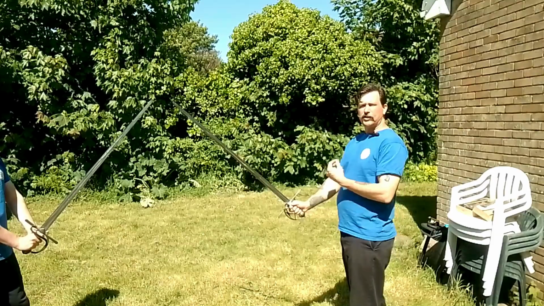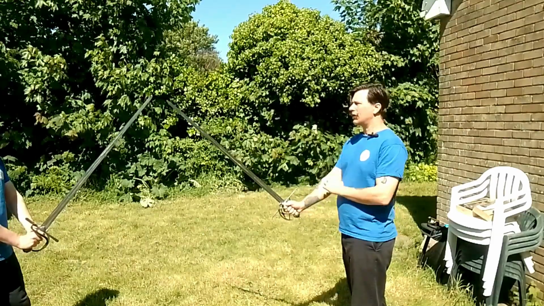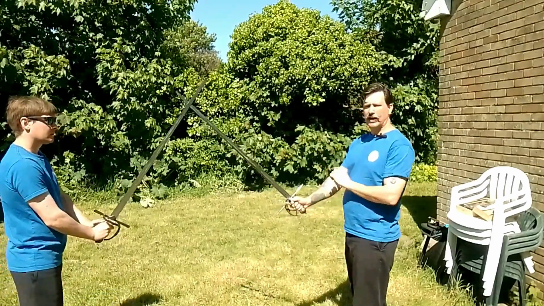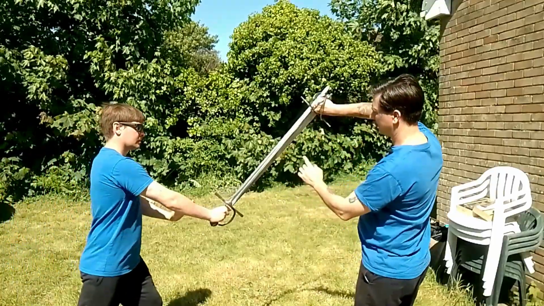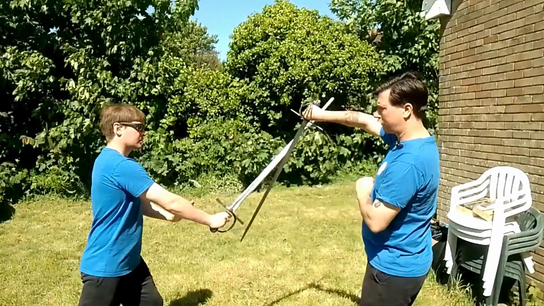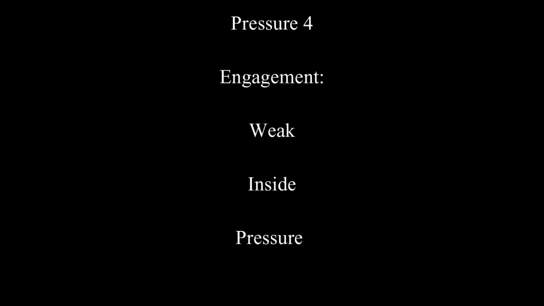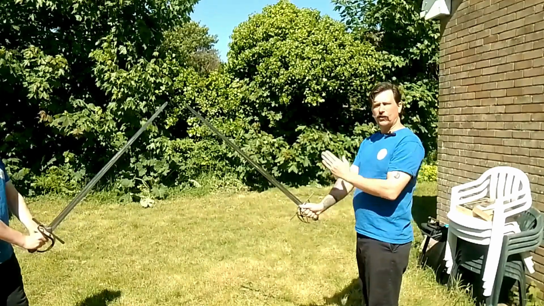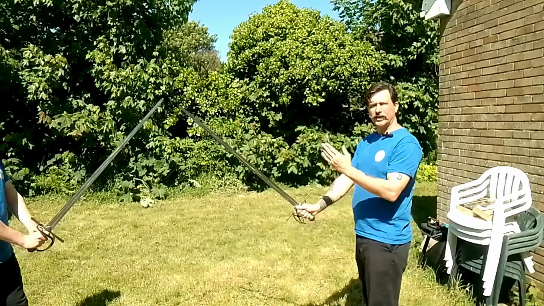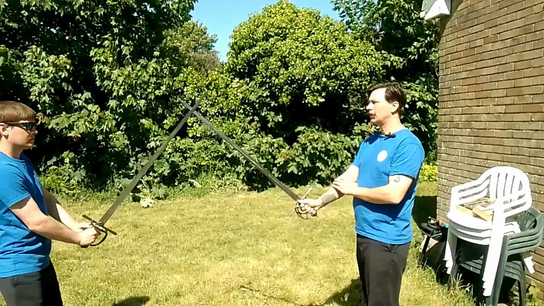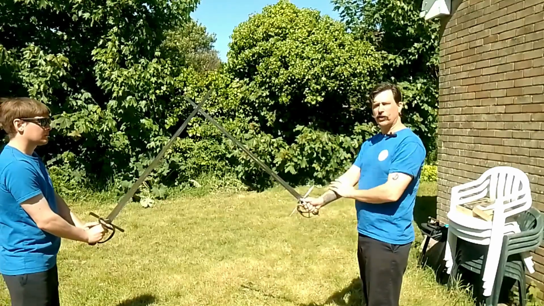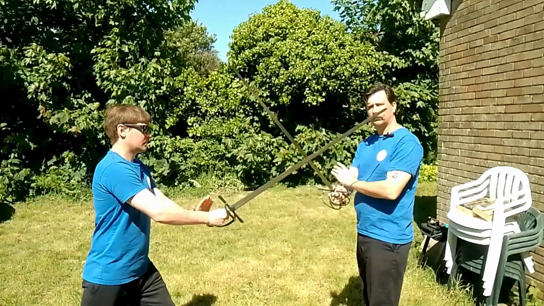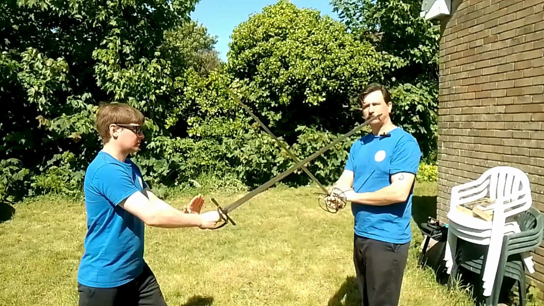My opponent engages on the weak of my blade on the inside and presses to my outside quarter, I make a guardant. My opponent engages on the weak of my blade on the inside and then presses to my inside quarter. I make a parry.